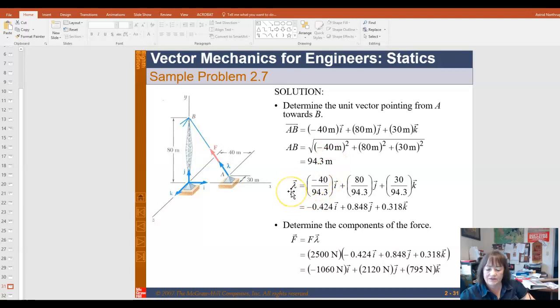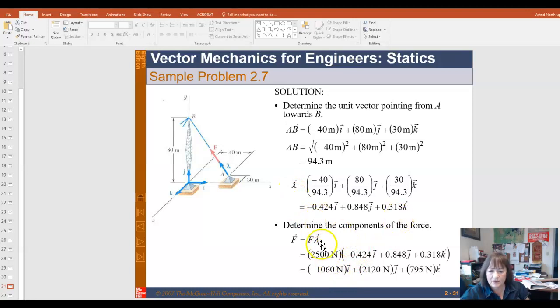So that means we can find the unit vector along the guy wire by taking each of the components, negative 40, positive 80, positive 30, and dividing each of them by the total length. So this is cosine theta x, this is cosine theta y, and this is cosine theta z. Then by doing the division, we can calculate the components i, j, and k of lambda.